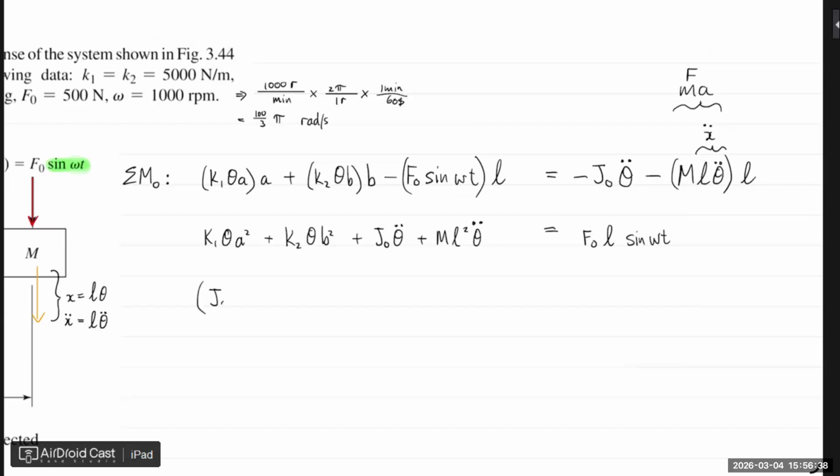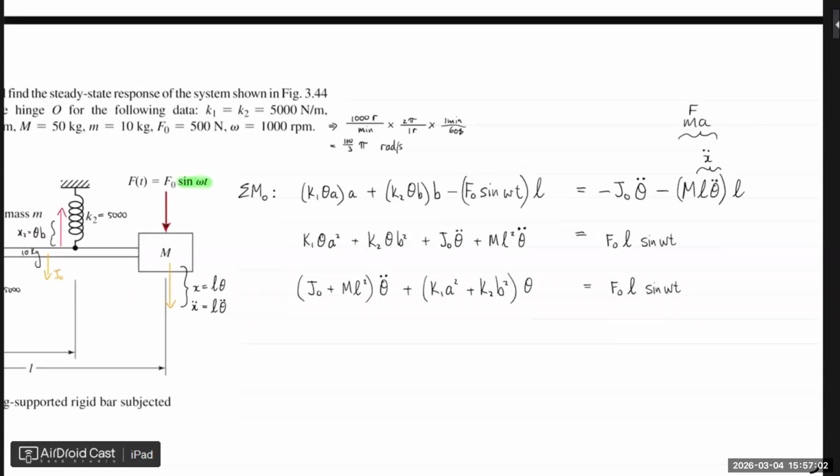So I have this: J0 plus ML squared, theta double dot, plus K1 A squared plus K2 B squared, times theta. That's equal to that. And that is a typical equation that you would have. Perhaps you know the answer should be, because this is like your M, and this is like your K. We still don't have a C. That's next week's work. And we can see it's a differential equation that's not homogeneous. So we need the homogeneous part and the particular part, and we can put it together.